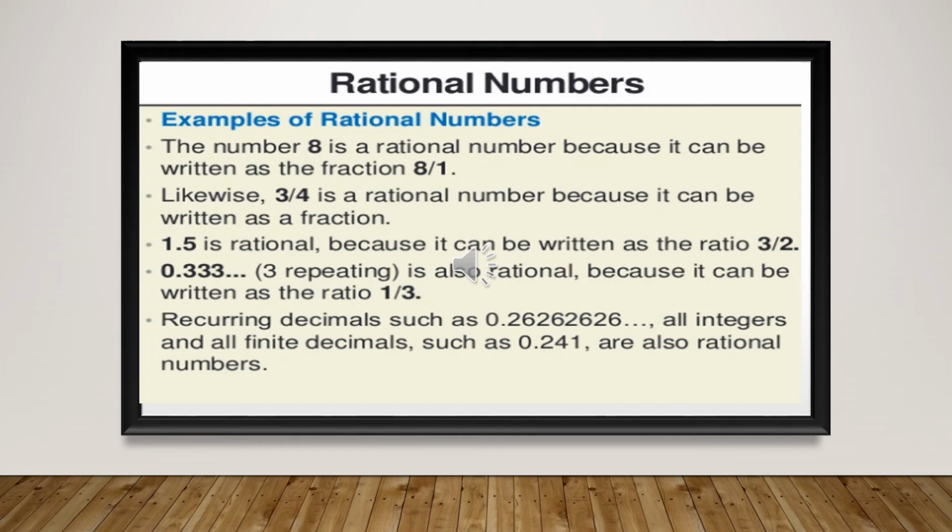0.333, where the 3 is repeating. You can easily see this on calculators, and when you are solving problems, you will do this in your further classes as well. Such a number that comes again and again is known as a recurring number, meaning it is repeating again and again. It can also be written in the form of the ratio 1 upon 3. Likewise, recurring decimals such as 0.26262626, all integers, and all finite decimals such as 0.241 are also rational numbers.